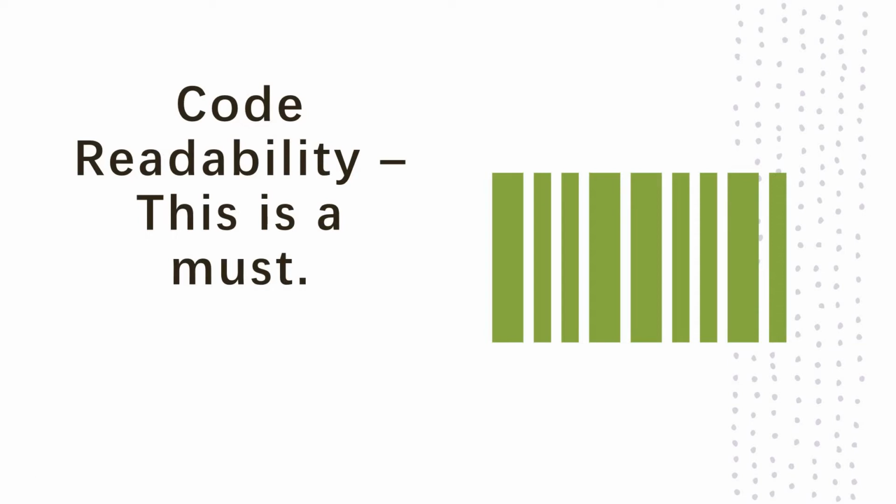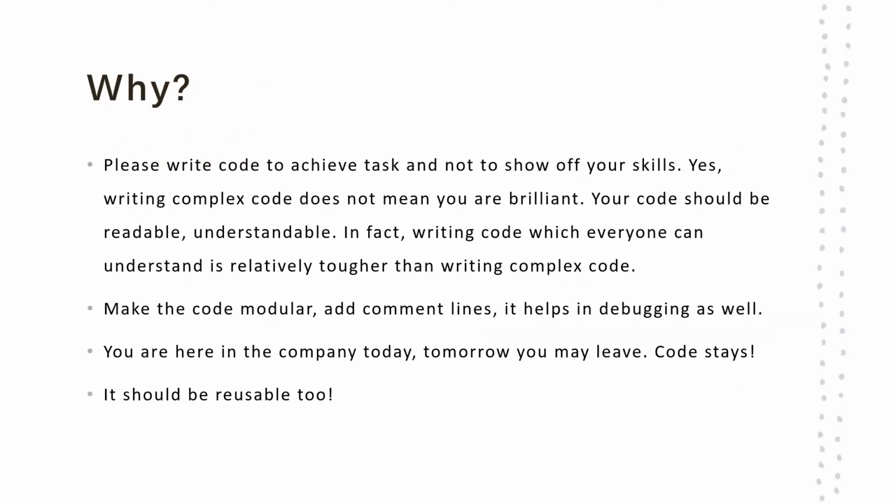First, code readability. This is a must and I request you all to write the code in a very neat way. Coding should be understandable. Whatever code you are writing should be more readable, understandable. If you write complex code, it doesn't mean that you are brilliant. It means that you are not able to present it in a way that everybody can understand. Writing complex code is easier than writing a code which you can make everybody else understand.